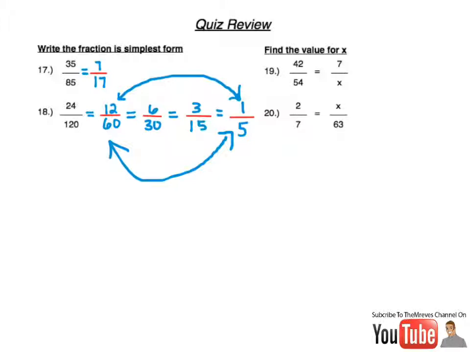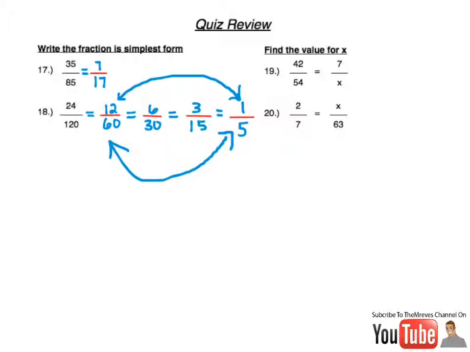Now on number 19 it says find the value for x. X is just representing some number. Last year it was represented by a box, so it was like 7 over some number in there. This year we're just calling it x. It's our variable. It represents some number.